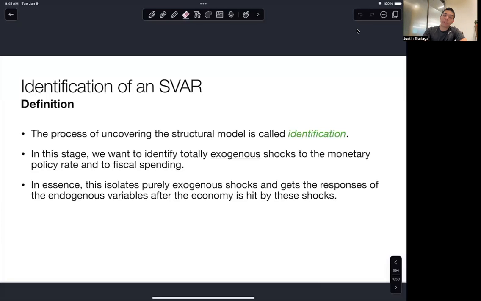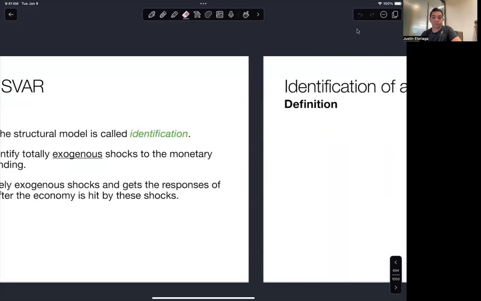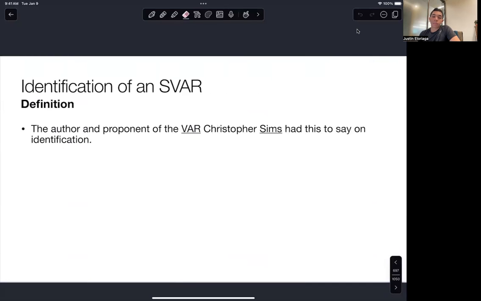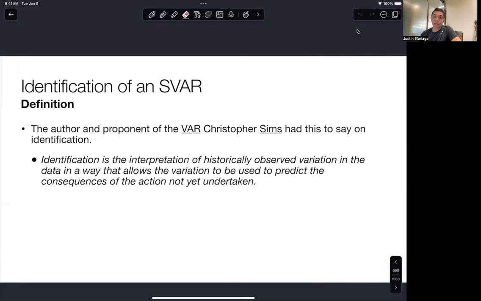And what you do is you get the responses of the endogenous variables in your system, i.e. the variables in your system, when it is hit by these shocks. So that's the goal. So how do we do that? Well, the author and proponent of the VAR, Christopher Sims, had this to say on identification. Identification is the interpretation of historically observed variation in the data in a way that allows the variation to be used to predict the consequences of actions not yet undertaken.